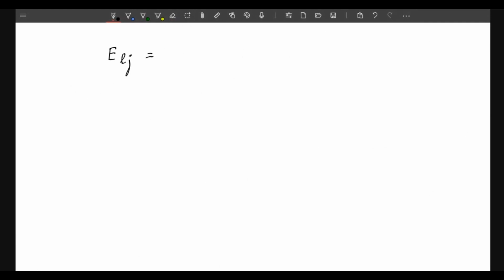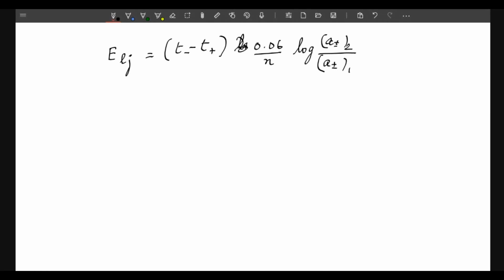Now what is that equation to calculate ELJ, that is, the liquid junction potential? Take down this ELJ. The derivation I am not going to give you; you can refer to any standard textbook. It is given by the equation: T minus, the transport number of the anion, minus the transport number of the cation, into 0.06 by N, where N is the number of electrons involved in the process, into log of the activities of the ions present in the cathode compartment over the activities of the ions present in the anode compartment.